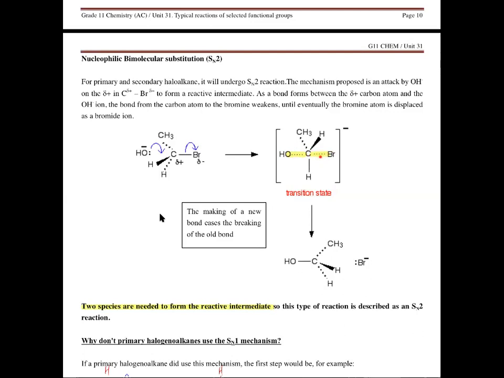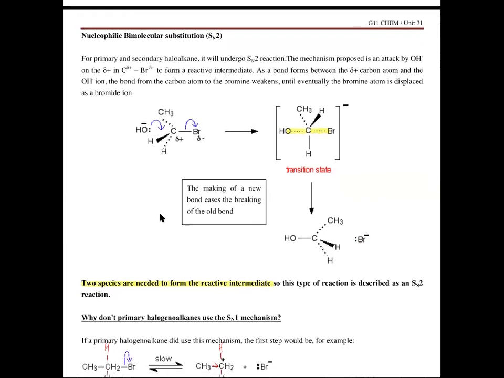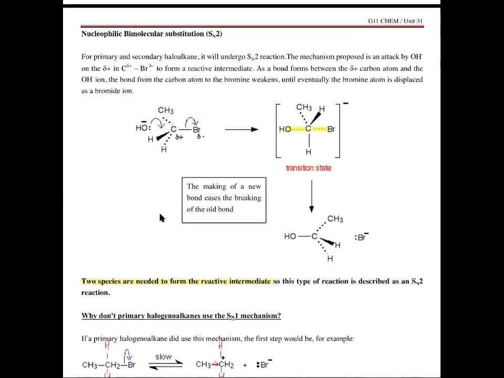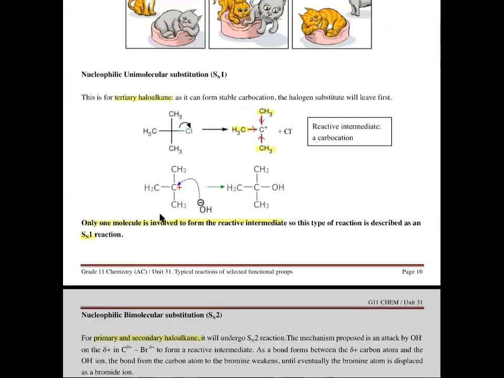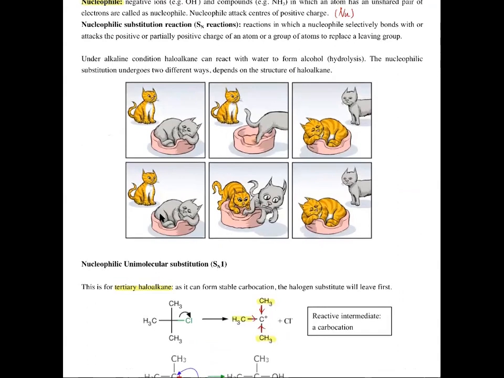Through the transition state, it will eventually break. The carbon-bromine bond becomes too weak and the bromine leaves as a bromide ion. So it will undergo this SN2 mechanism instead for primary and secondary haloalkane. If we go back to this simple representation, you can write down this is a SN1 mechanism and this is a SN2 mechanism.